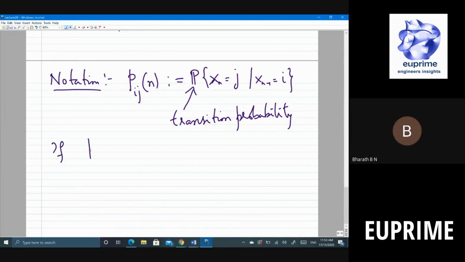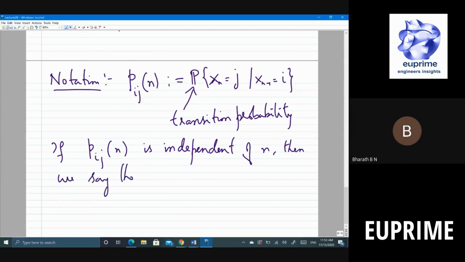If p_ij of n is independent of n, then we say that the chain is a homogeneous Markov chain. That means I'm going to use the same dice or the same coin over time. I'm not going to change it. The transition probabilities remain the same irrespective of what n is. Then we say that it's a homogeneous Markov chain. Is that fine?